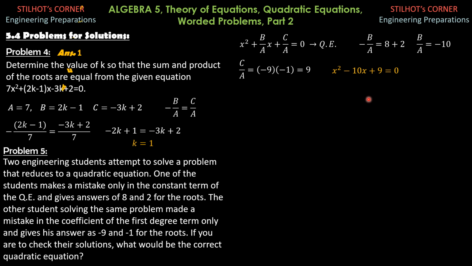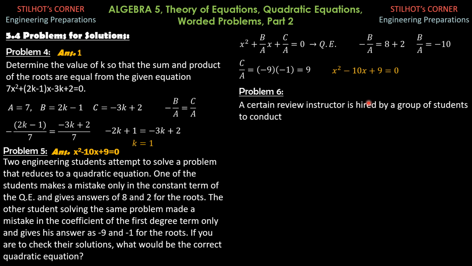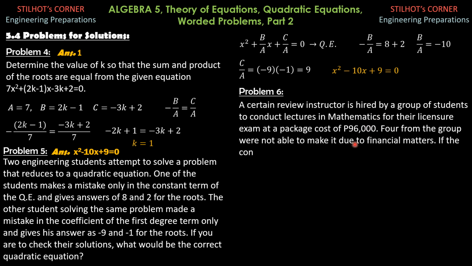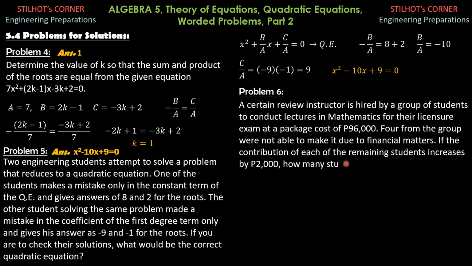Then problem 6. A certain review instructor is hired by a group of students to conduct lectures in mathematics for their licensure exam at a package cost of 96,000 pesos. Four from the group were not able to make it due to financial matters. If the contribution of each of the remaining students increases by 2,000 pesos, how many students were in the original group?